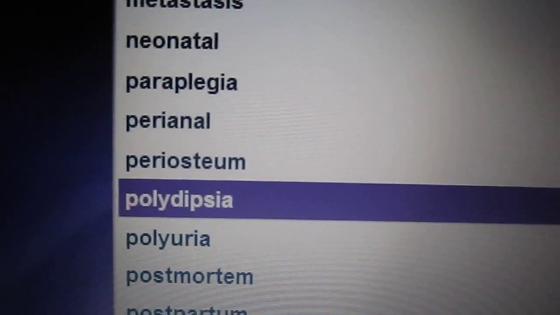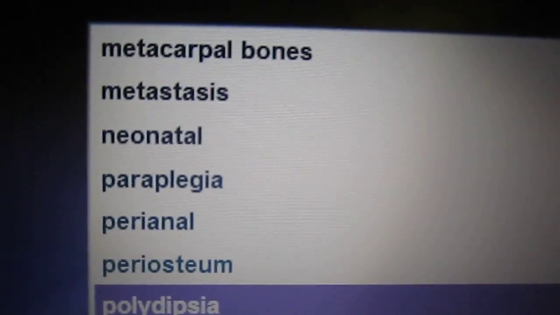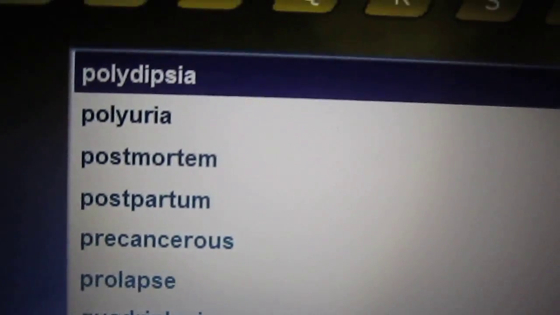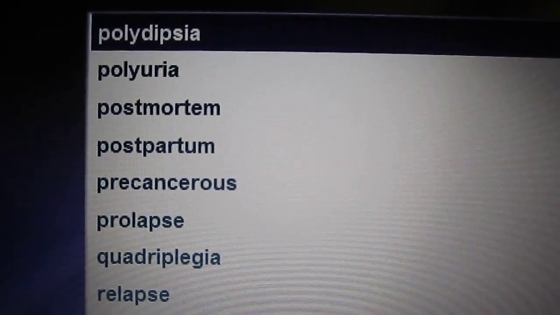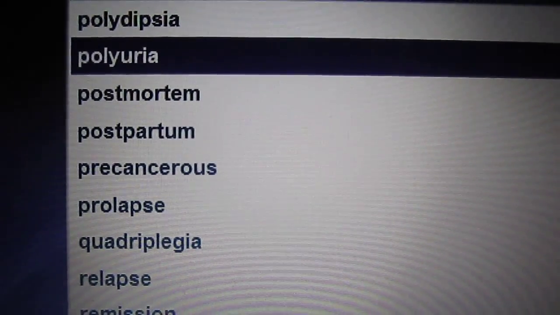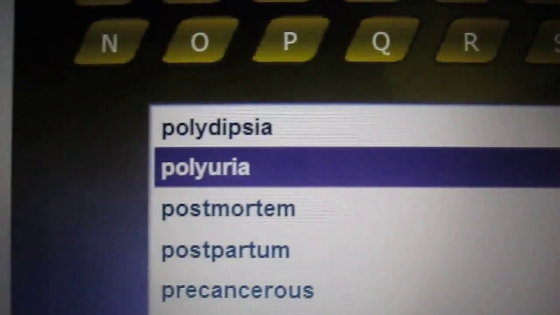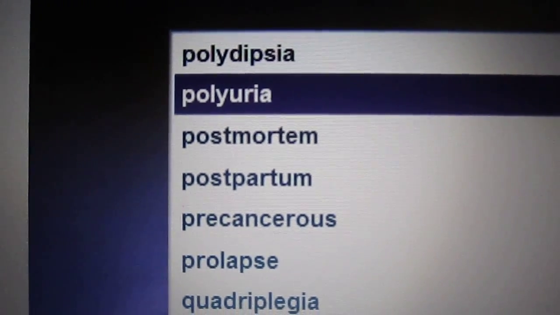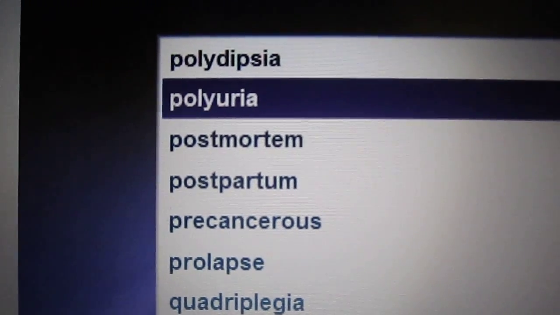Polydipsia. Poly in this term means much. Dipsia is a condition of thirst. Polydipsia is excessive thirst. Polyuria. Polyuria is the production of large volumes of urine. Polyuria and polydipsia are signs of diabetes.